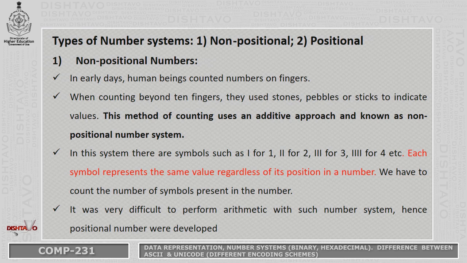Each symbol represents the same value regardless of its position. We have to count the number of symbols present in the number. So it was very difficult to perform arithmetic with such number systems. Hence positional number systems were developed.